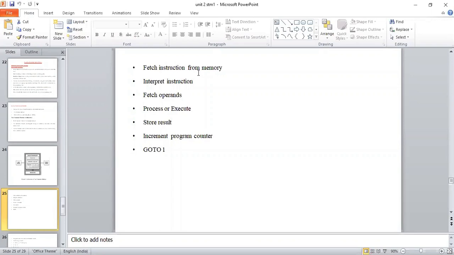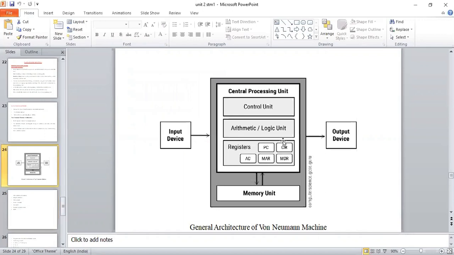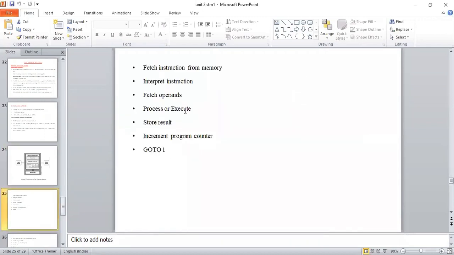First one is fetch instruction from the memory. Next, interpret the instruction. Next, fetch operands. And the fourth point is that after fetching the instruction, interpreting the instruction, and taking the operand values, we go for processing of execution. If you are doing an arithmetic operation, it will perform the arithmetic operation, or if you are going for a logical operation, then it goes for the logical operation. All these operations are done in the arithmetic and logical unit. In the arithmetic and logical unit, it will perform the process of execution and store the value. Values will be stored in a variable.